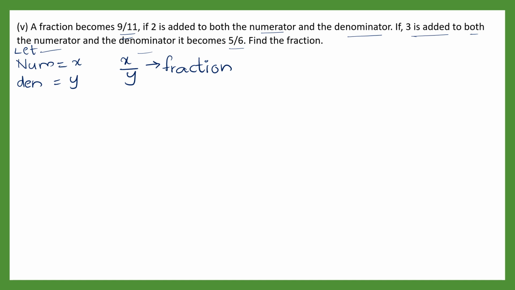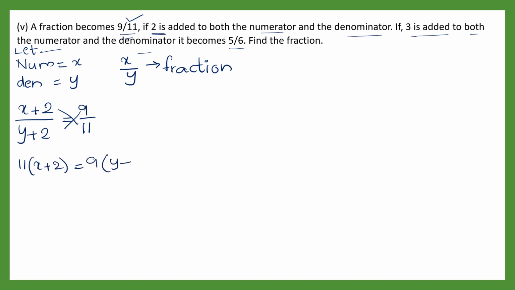They are telling that if 2 is added to both numerator and denominator, for numerator they added 2, and for denominator also they added 2, then the fraction will be x plus 2 by y plus 2, and it will become 9 by 11. This is the first part of the question. Let's do cross multiplication. 11 into x plus 2 is equal to 9 into y plus 2. You get 11x plus 22 is equal to 9y plus 18.